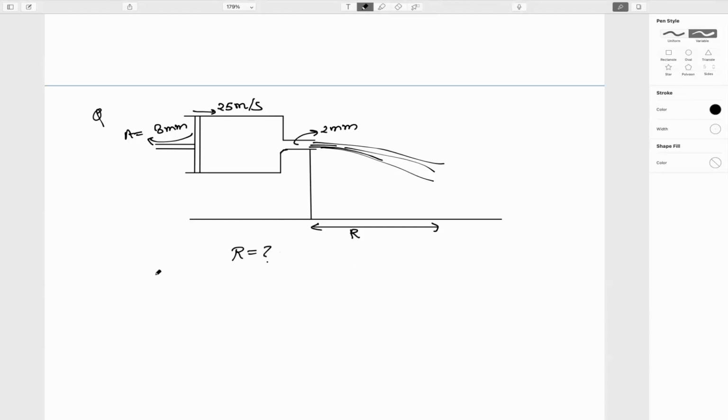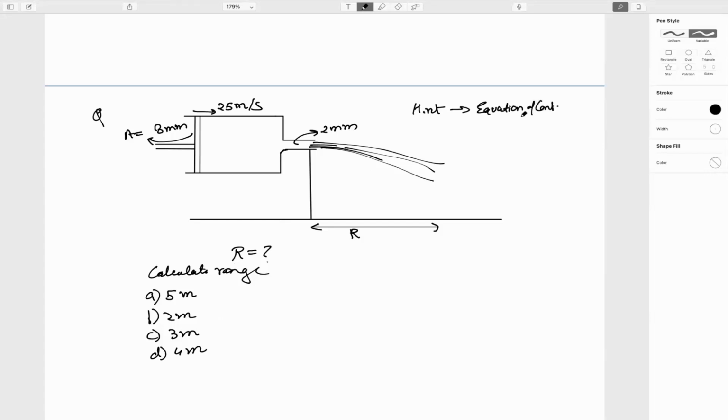Options are not given, I guess, but I am giving some options: 2 meter, 3 meter, 4 meter. The hint is that the equation of continuity is needed plus the equation of motion. Try this question. We'll discuss this tomorrow.